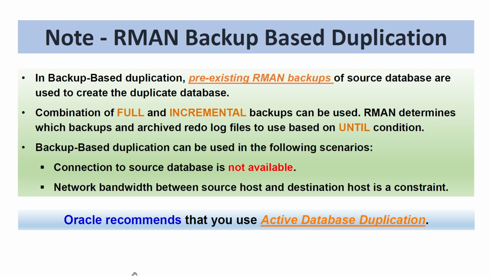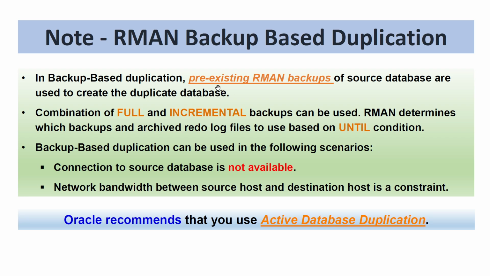Now, let me explain this slide in a little more detail. There are two ways you can duplicate your database: one is active database duplication, another is backup based duplication. There are scenarios where you can't use active database duplication, because it needs a connection to the source database. If the connection to the source database is not available, you cannot use it. In such scenarios, Oracle provides another method of duplicating your database, and that is RMAN backup based duplication.